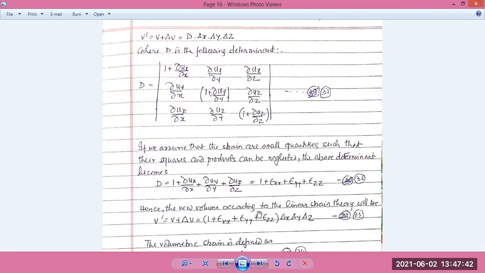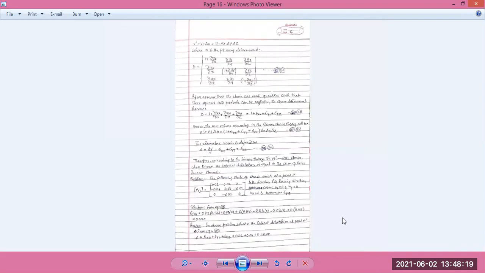Hence the new volume according to the linear strain theory will be delta V dash, equal to delta V plus delta V, where D and delta V is given as 1 plus D. D is given as this formula, this D multiplied by delta x, delta y, delta z, which is equal to 1 plus epsilon xx plus epsilon yy plus epsilon zz multiplied by delta x into delta y into delta z itself. This is the final volume, or the change in final volume from the initial volume.